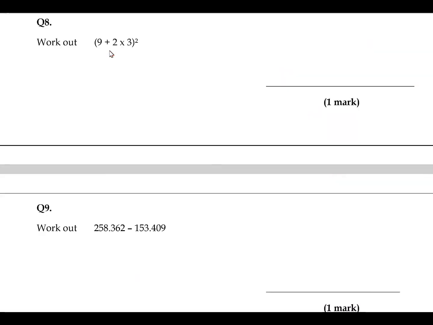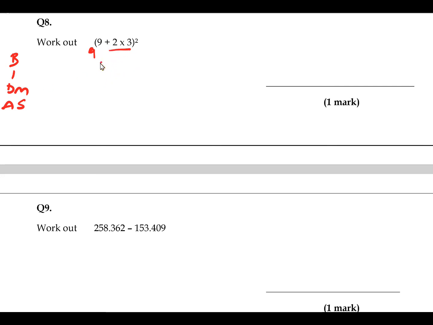Question 8 is BIDMAS. So we need to write down BIDMAS and look at things in order. So are there any brackets? Yes, there are. So we do what's in the bracket first. The bracket has 2 calculations. So we then go down BIDMAS and we do the division and multiplication first.